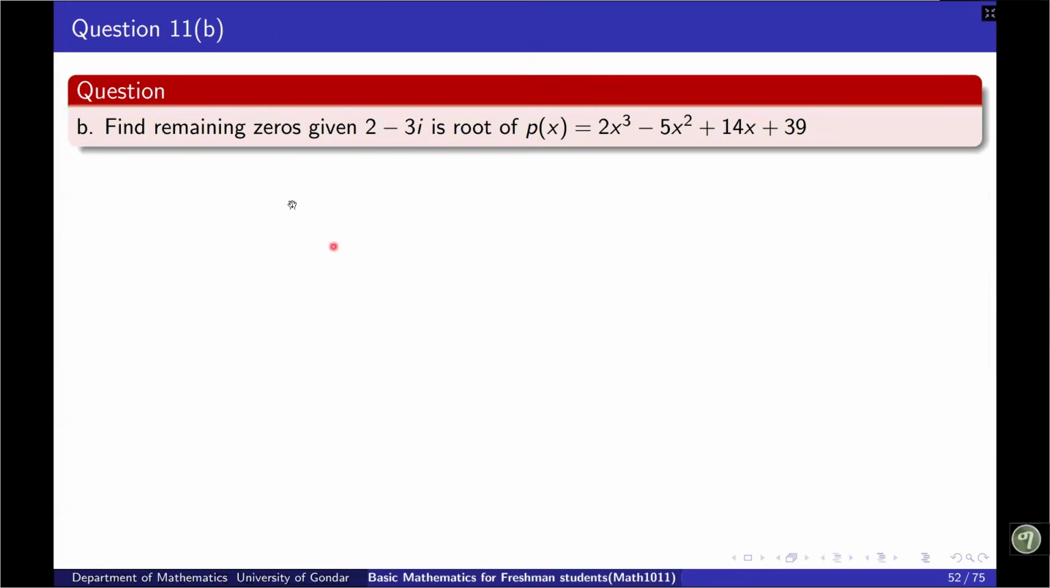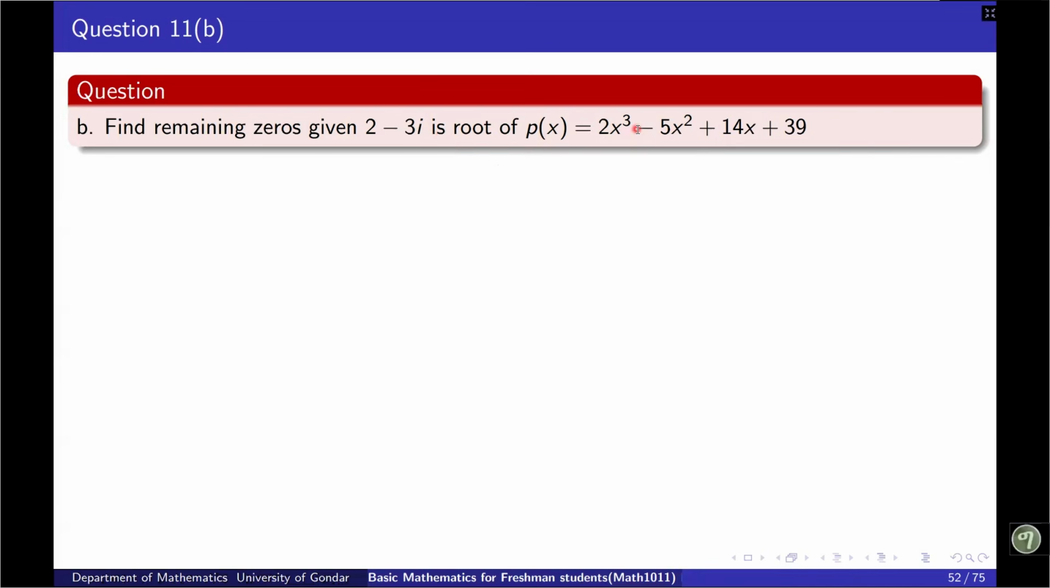And next, we are also asked to find the remaining zeros given that 2 minus 3i is a root of this cubic polynomial function again. We know that one of the roots of this polynomial function is given to be the complex number 2 minus 3i, so by using the complex conjugate theorem, if this complex number is a root of this polynomial function, its complex conjugate, which is 2 plus 3i, must also be a root of the same polynomial function.